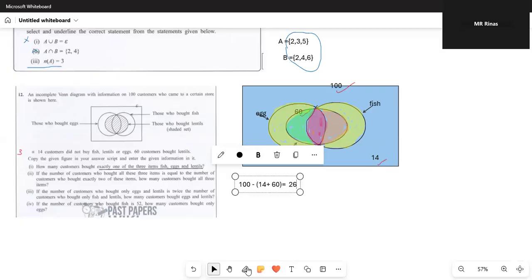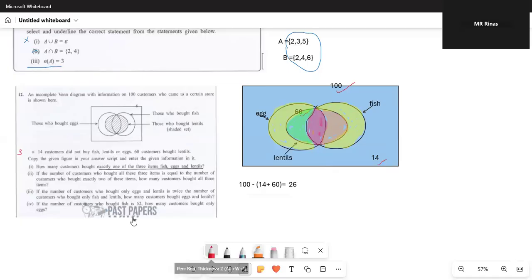So for this question, you will get 2 marks. For the first question, 2 marks for the 26. And we'll go to the next question.